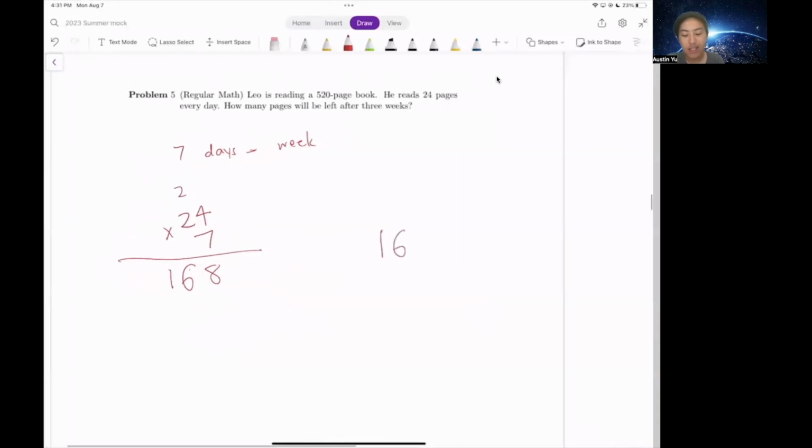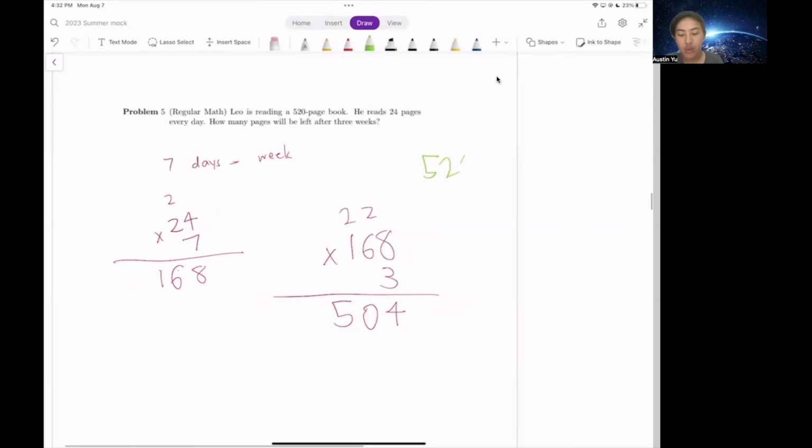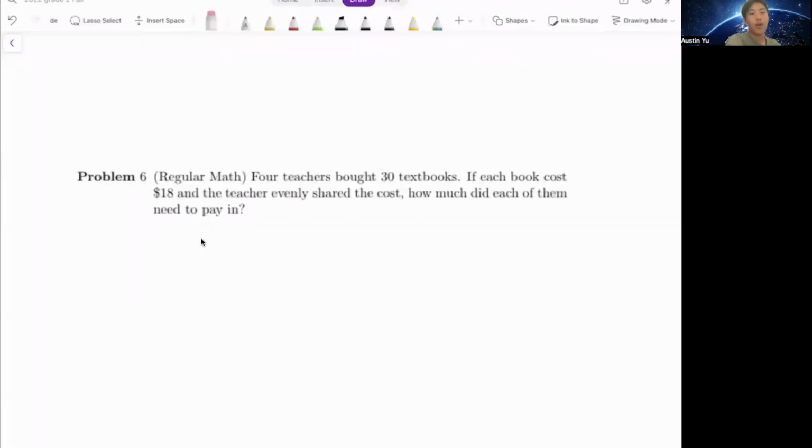And then 168, which is the weekly amount of pages read, times the 3 weeks: 8 times 3 equals 24, so carry over the 2. 6 times 3 is 18, plus 2 is 20, and then the 1 times 3 is 3 with a 2 added, which is 504. Then 520 minus 504, there is just 16 pages left over. So 16 pages. Problem 6.